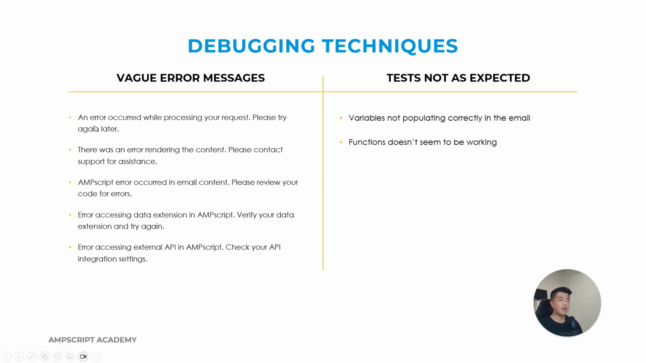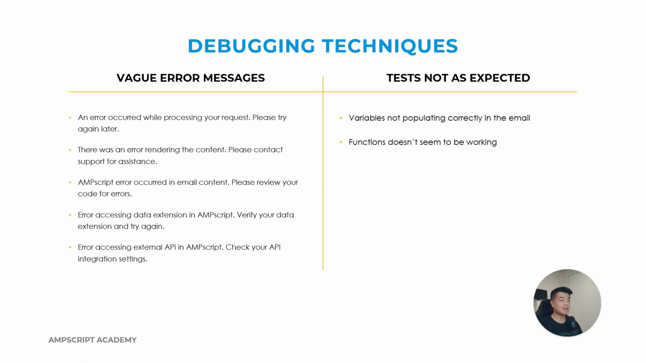So something like, "An error occurred while processing your request, please try again later." It doesn't tell you what exactly is happening. It just says there's an error. Very, very helpful here. "There was an error rendering the content, please contact support for assistance." Oh, perfect, easy. "SQL error occurred in the email content, please review your code for errors." So yeah, again, you kind of get the point, right? These are very vague error messages.